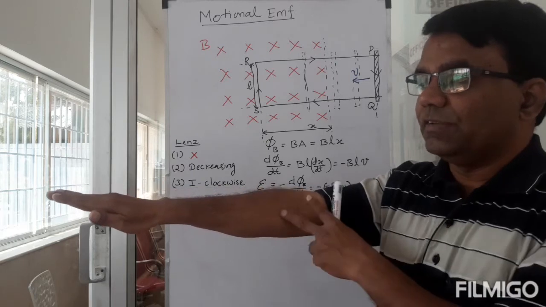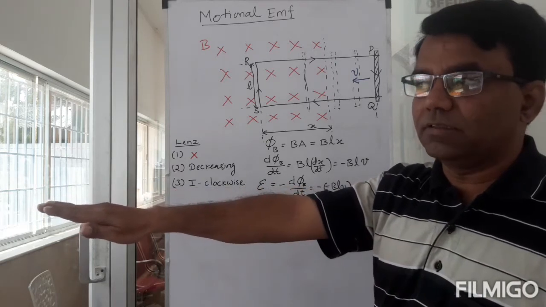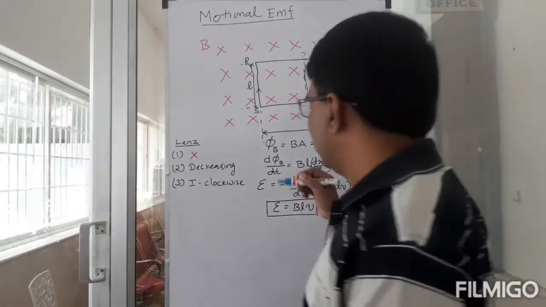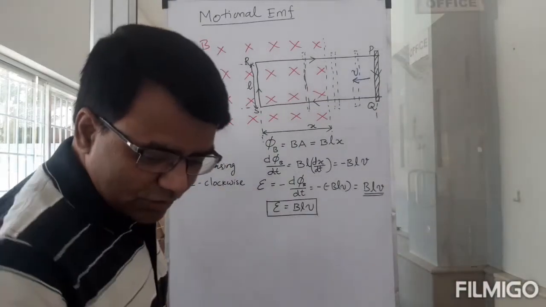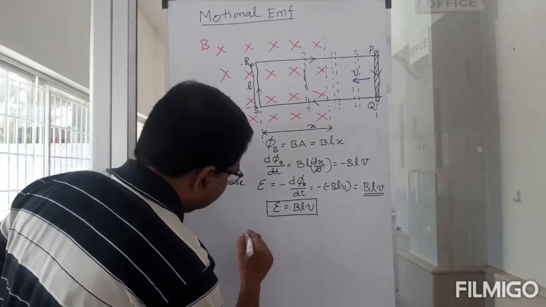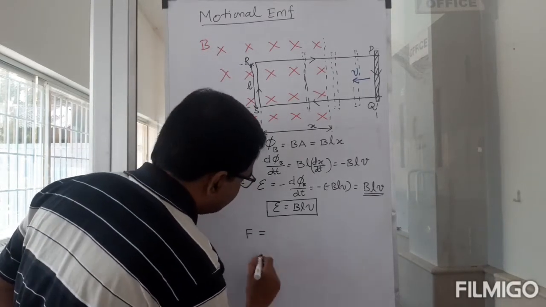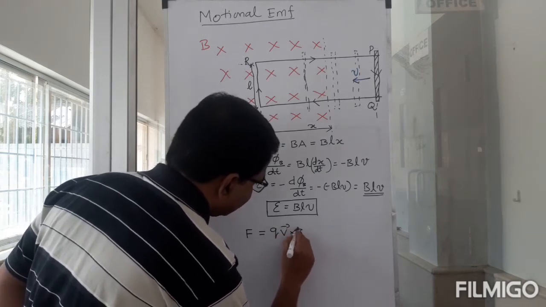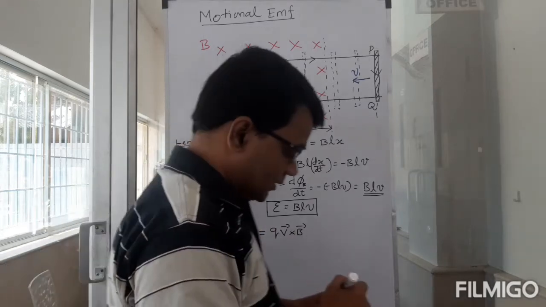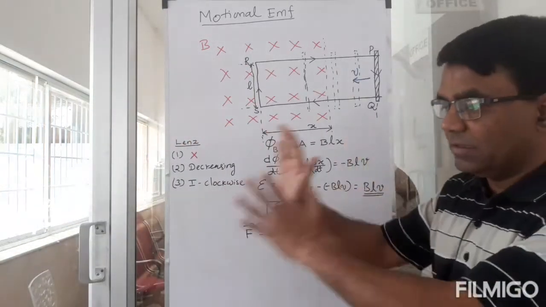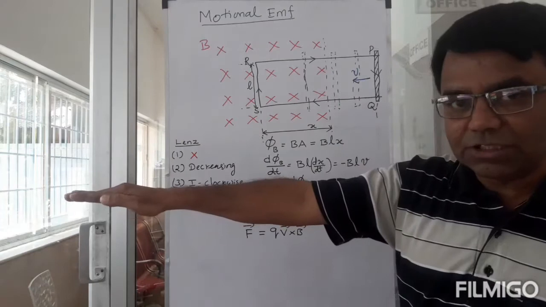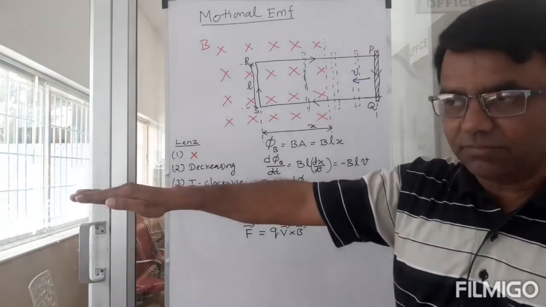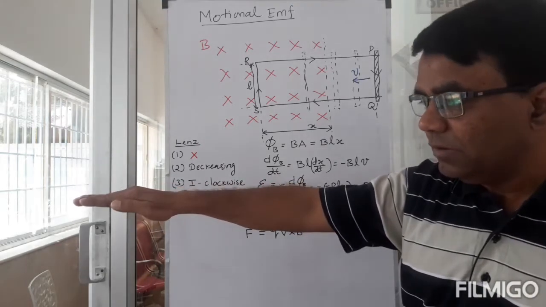In which direction will the electrons experience a force? Let's see. If it's a positive charge, then the force experienced is given by Q V cross B. Okay. So now, as I move the rod in this direction, this is the direction of the free electrons. They are negative. Okay, we'll come to that later.